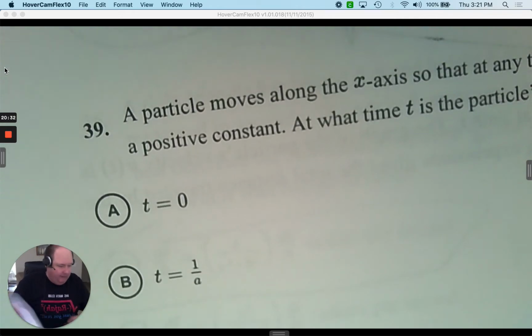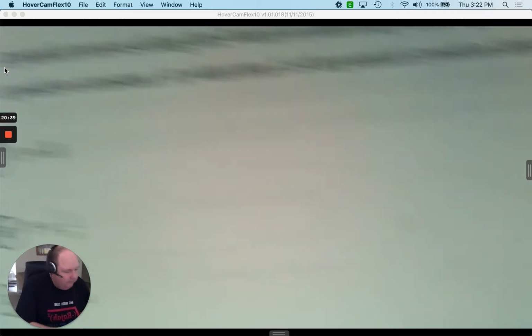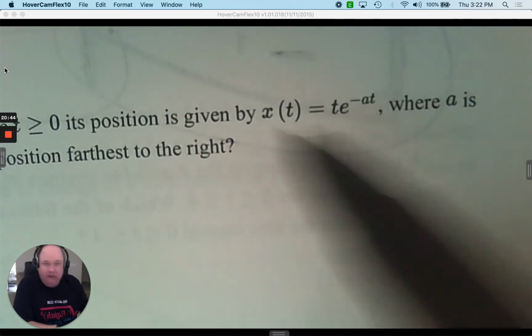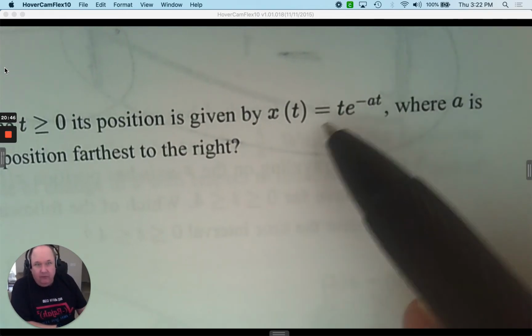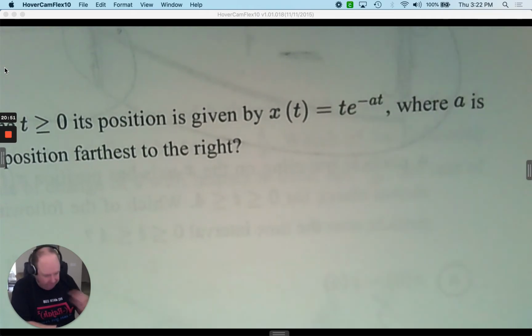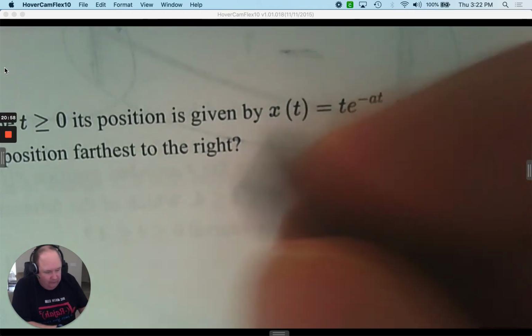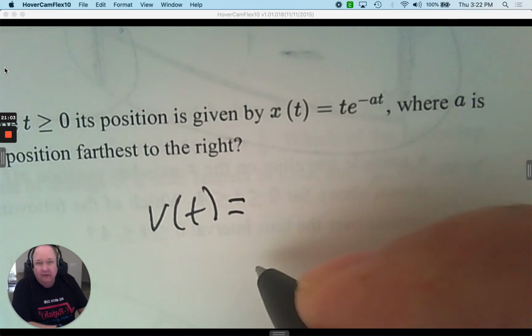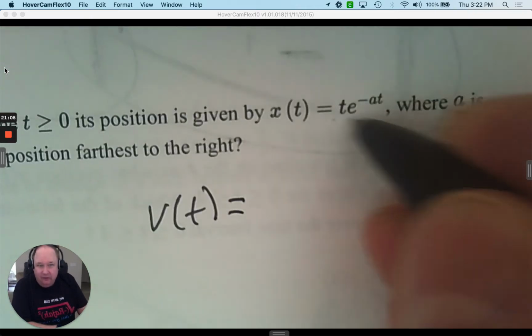39. A particle moves along the x-axis, and you're given its position. X at t equals that, where t is the time and a is a positive constant. At what time t is the particle position furthest to the right? So we need to understand the velocity and the direction it's going. Velocity gives me direction. This is going to be the product rule.